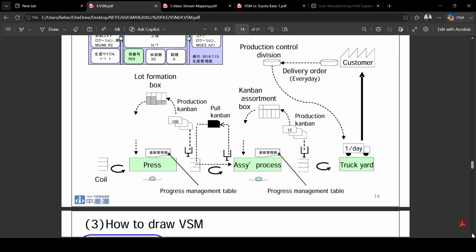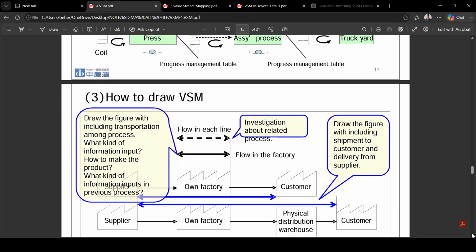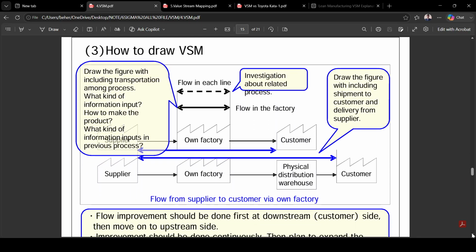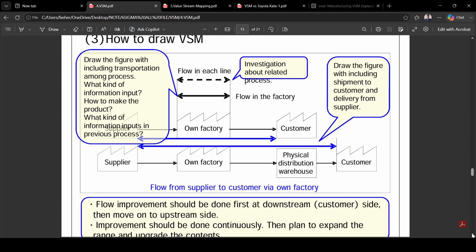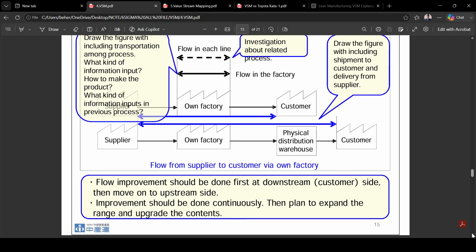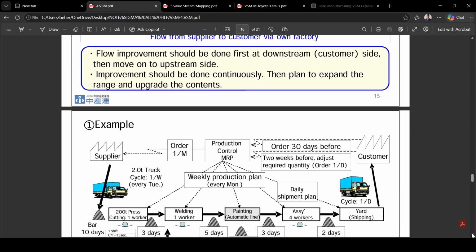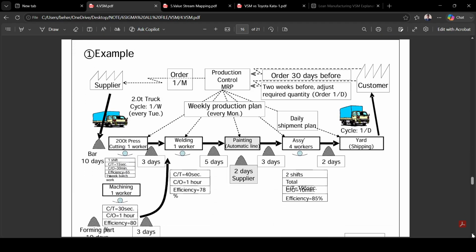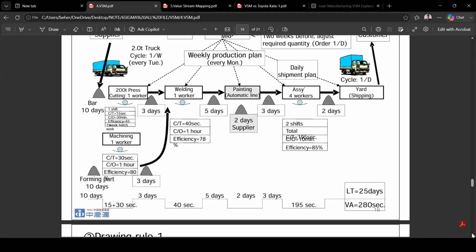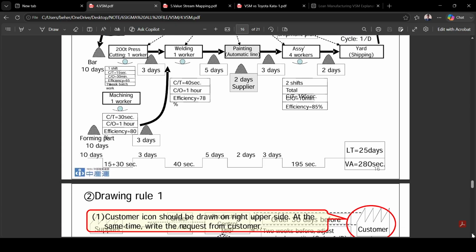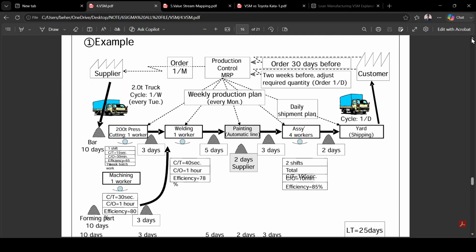Then after that, how to draw VSM. He will explain one by one. So how to draw VSM: you can read about the example of the VSM. So, example of the VSM.